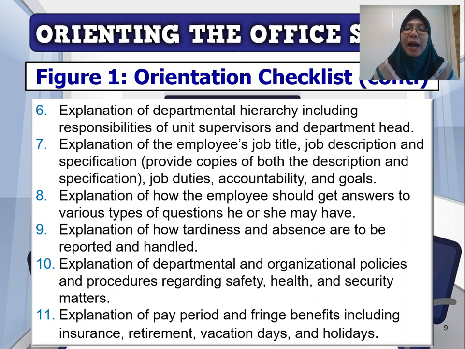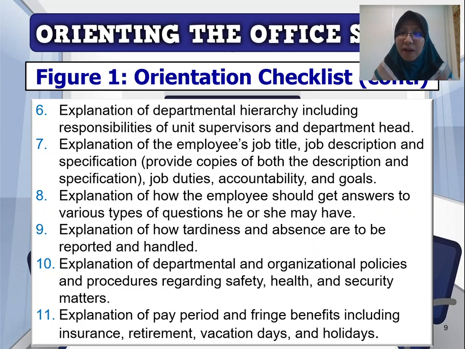Okay, number 8, explanation of how an employee should get answers to various types of questions he or she may have, especially for those who work at the front line. But front line is not the doctors and medical, it is the front line of your organization. For example, in the banking system, the people who are working at the counter, we call them the front line. Okay, and then number 9 is the explanation of how tardiness and absence are to be reported and handled.